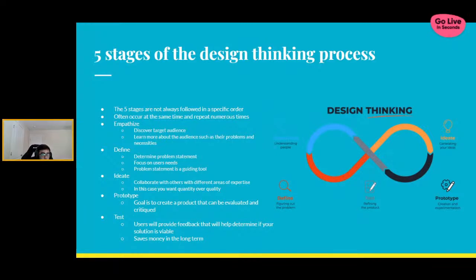And prototype, so the goal is to create a product that can be evaluated and critiqued. And obviously, your prototype is going to be one of your first attempts at the final product. And then the test is where the users are going to provide feedback that will help determine if your solution is viable. So you're going to actually test it in the wild. And it's going to save money in the long term because you'll be able to identify your mistakes early.